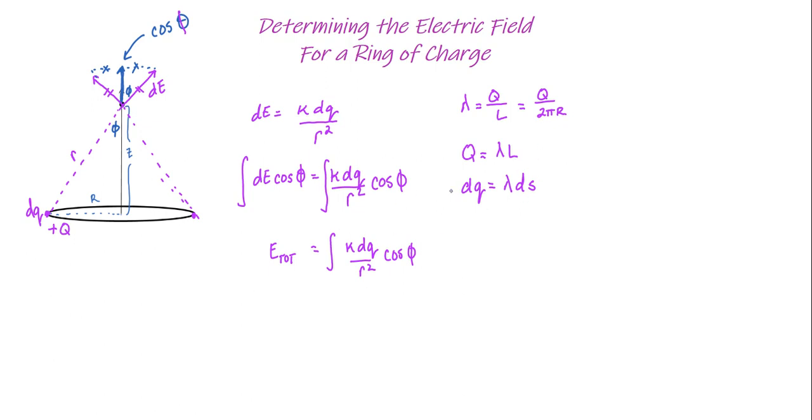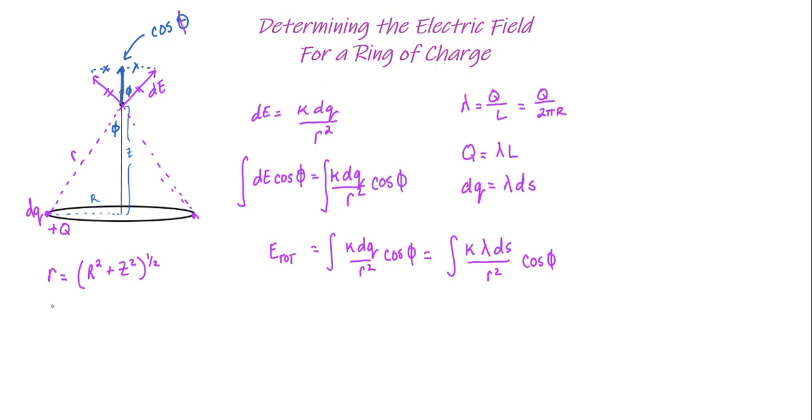So I can replace the variable of integration here by doing the following. The integral of k lambda ds over r squared times the cosine of phi. Now, to relate the angle to r, I'm going to make some substitutions that will be in terms of constants here. If I look at r here, I can see r is going to be the same as big R squared plus z squared to the 1/2, or the square root of that. So big R and z are constants in this case.